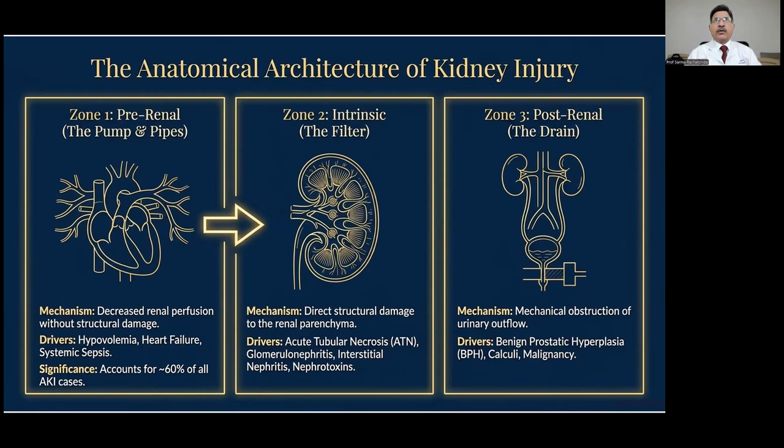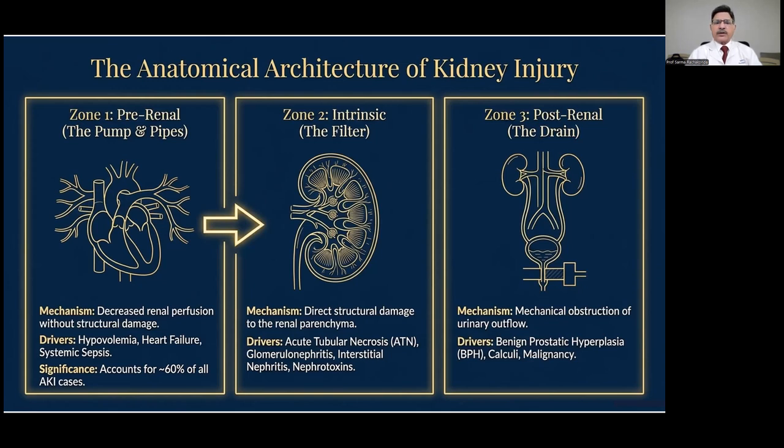You can remove that light also. The light was reflecting exactly on this. The intrinsic filter is there, that is the kidney, and ultimately the post-renal. Zone 1: decreased renal perfusion without structural damage. Drivers are hypovolemia, heart failure, systemic sepsis. Significance: accounts for 60% of all cases of AKI.